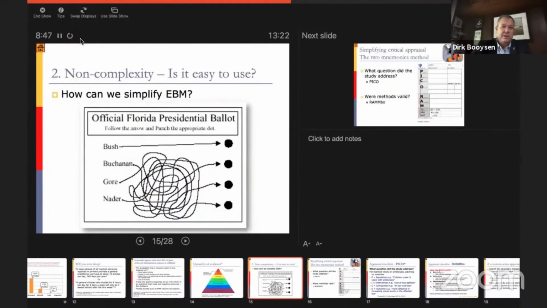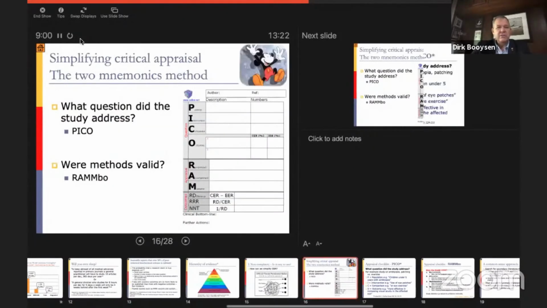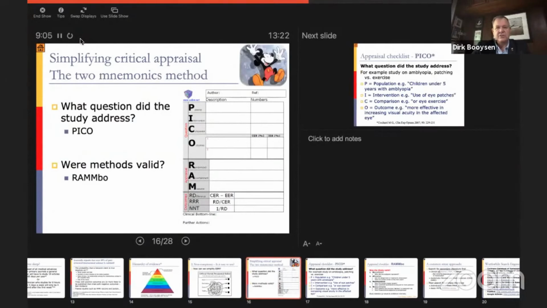So the next step in actually accepting evidence-based medicine is non-complexity. Is it easy to use? So if you look at this little diagram at the bottom, the direct line is much clearer than all the other little lines going around. So let's have a look at that. So you have to simplify your critical appraisal of these things and use the two mnemonics method. That's what I like doing.